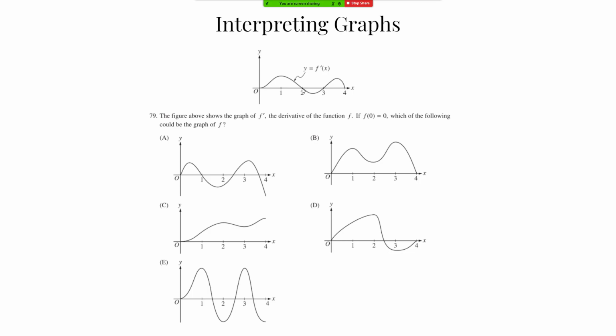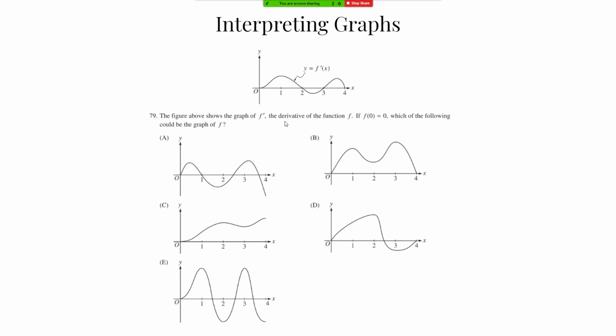So 2 is a critical point and 3 is a critical point. At 2, it goes from positive to negative, so that's a local max. And at 3, it goes from negative to positive, so that's a local min. So let's look for a local max at 2 and a local min at 3. So it's not A, it's not B, it could be C, it could be D, and it's not E. So between C and D.